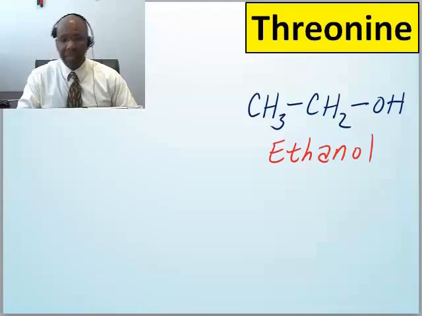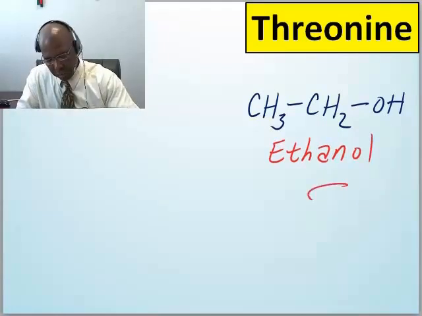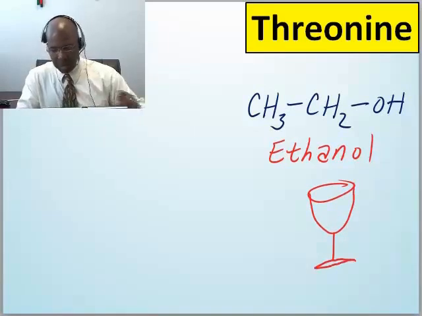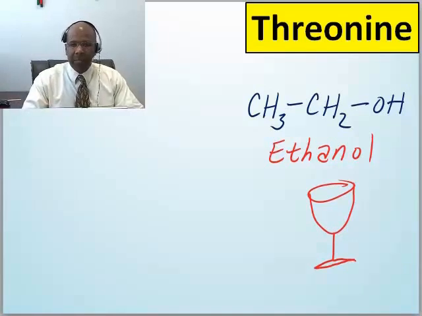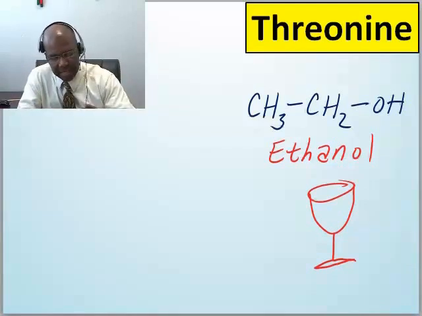Ethanol. This is the alcohol you drink. There's ethanol. Now, threonine is one of the exceptions. It's one of the VIT exceptions. So let's put here VIT.